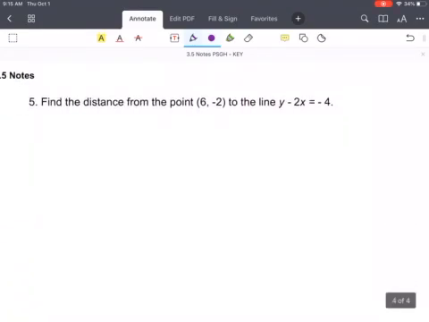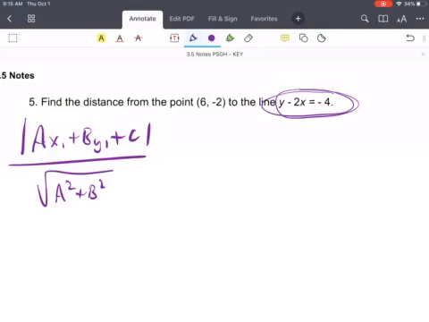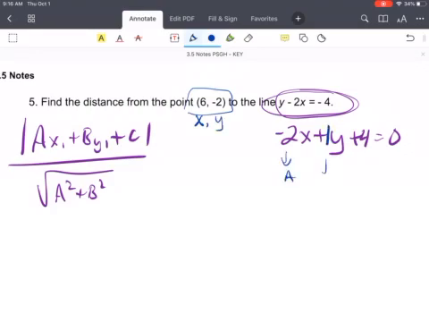Next problem is reviewing the distance from a point to a line. So we need to remember this formula. And we need to put this equation of the line in standard form. -2x plus y, bring the 4 over and set it equal to 0. And then I'm going to use the point 6, -2. So that is my x and my y. That's my a. There's a 1 in front of the y, that is my b. And then 4 is my c.